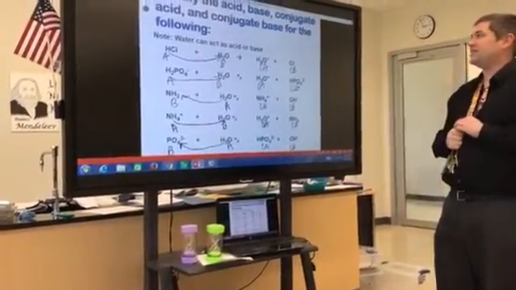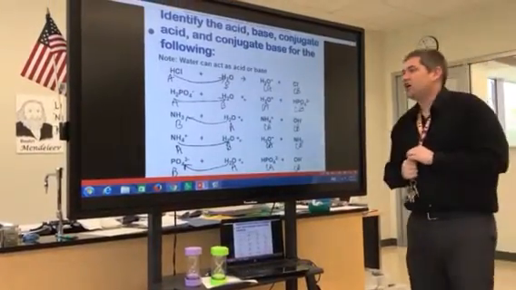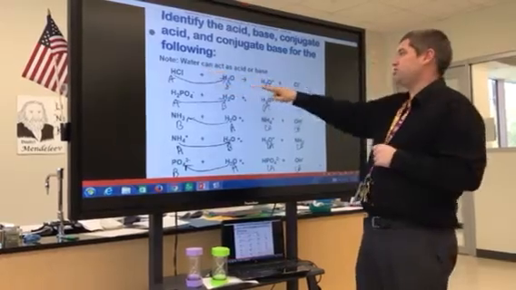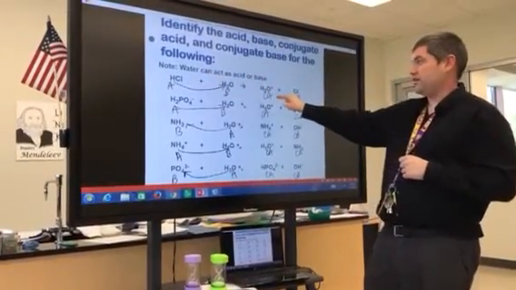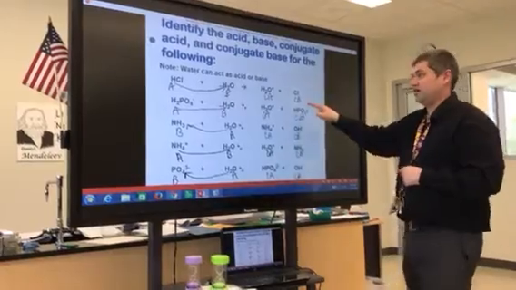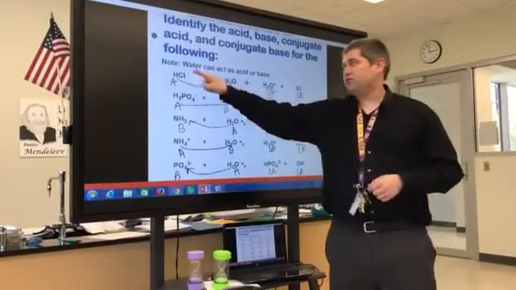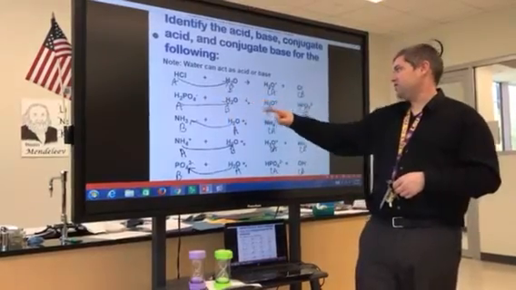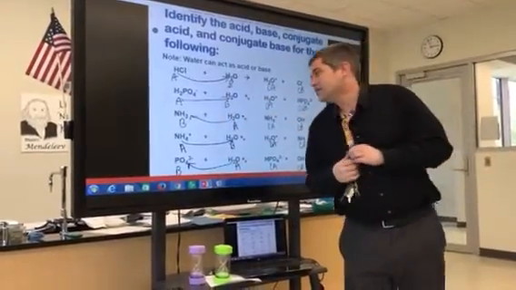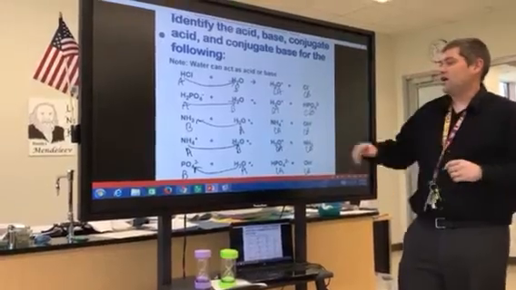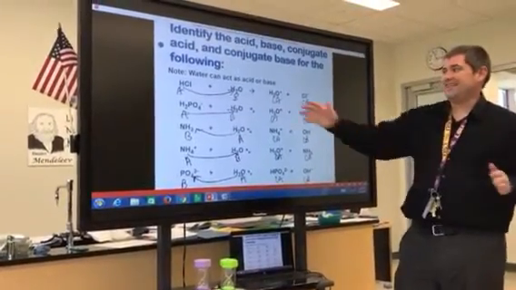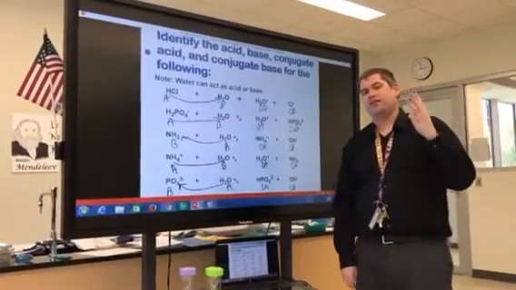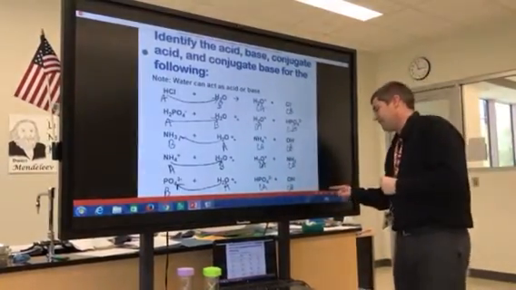Okay, identify the acid and base. So, remember, your acid plus H2O will form a conjugate acid and conjugate base. This becomes your base, this becomes your acid. This becomes your base, this becomes your acid. So, go ahead and write these down. And this is number 3.